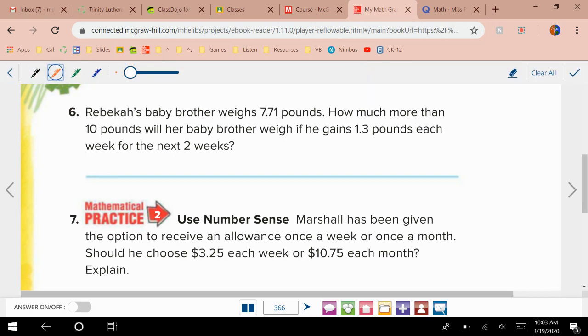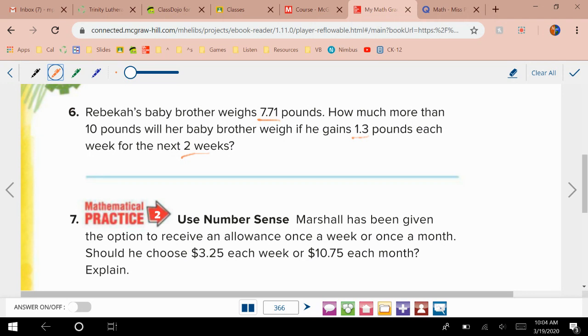Rebecca's baby brother weighs 7.71 pounds, or 7 and 71 hundredths. How much more than 10 pounds will her baby brother weigh if he gains 1.3 pounds each week for the next 2 weeks? Interesting. All right, so I think I'm going to go ahead and make a table here, actually.